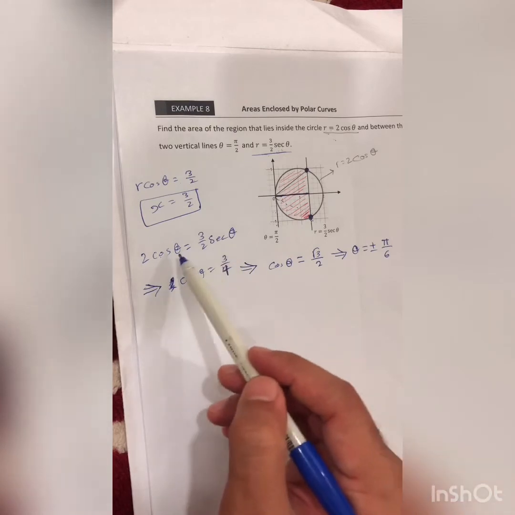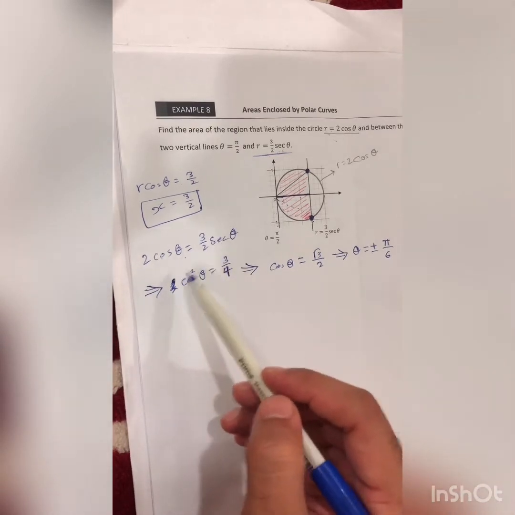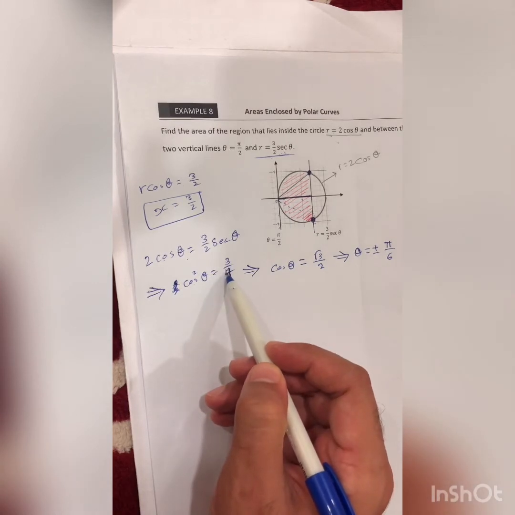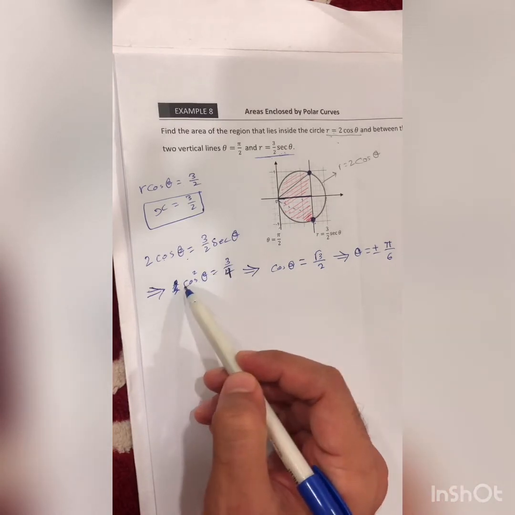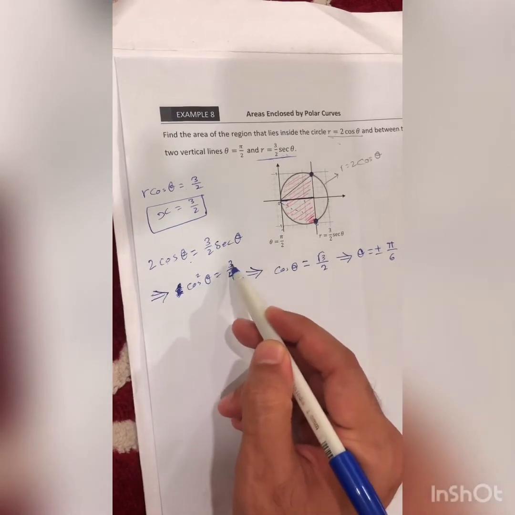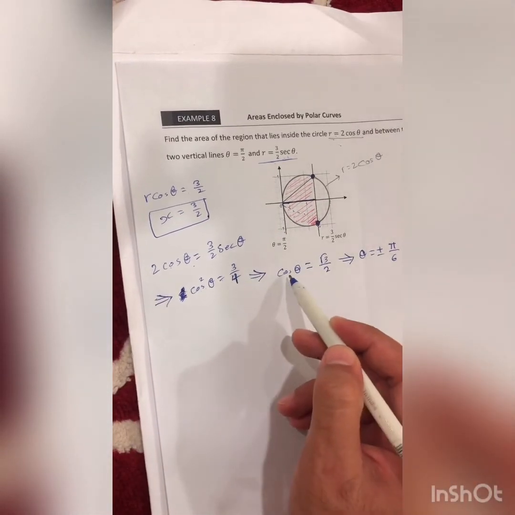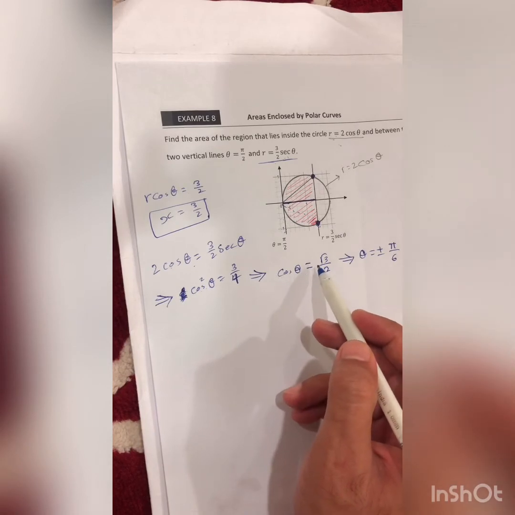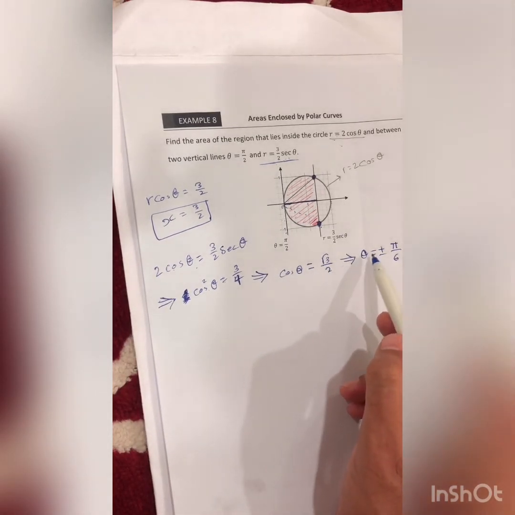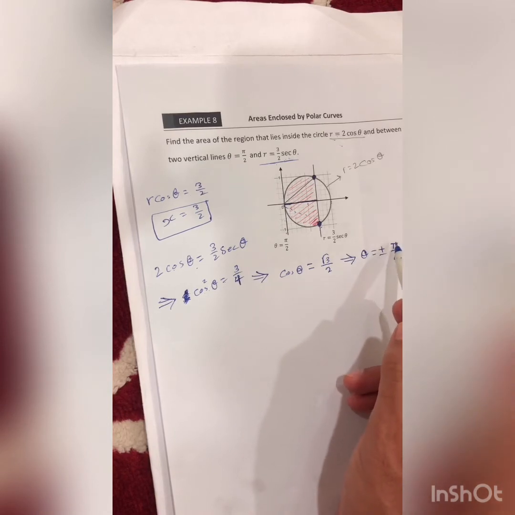If we multiply both sides by cosine theta, what do we get? We get 2 cosine squared theta equals 3 over 2. Now we can divide both sides by 2. So cosine squared theta equals 3 over 4. And then if we solve for cosine theta, it becomes square root of 3 over 2, which means that theta equals plus or minus pi over 6.